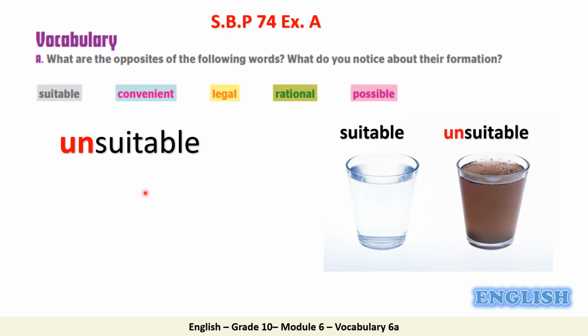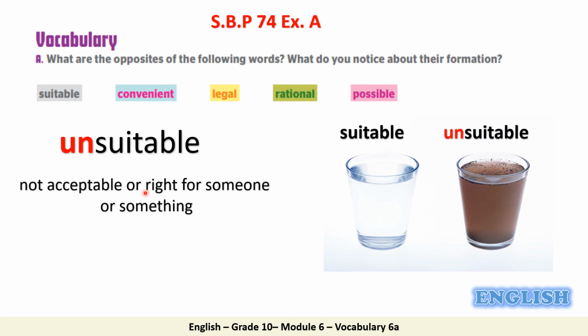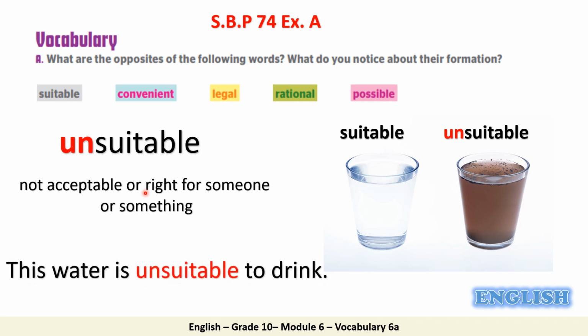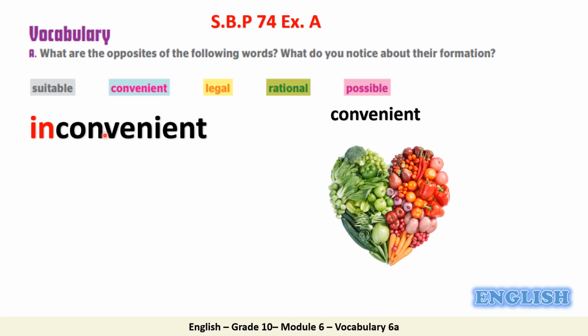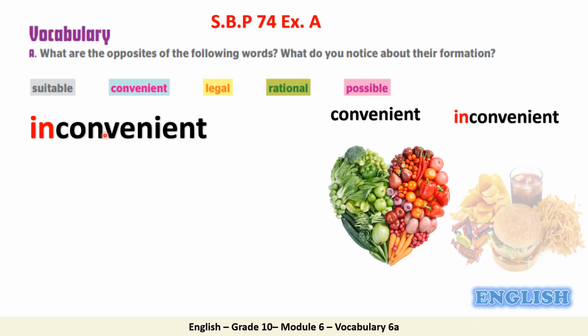What does this word mean? It means not acceptable or right for someone or something. For example, when you say, "This water is unsuitable to drink." And now, let's think about the word convenient. Can you tell me what is the correct prefix used with the word convenient to give the opposite meaning? That's correct. It is inconvenient. So, convenient and the opposite is inconvenient.